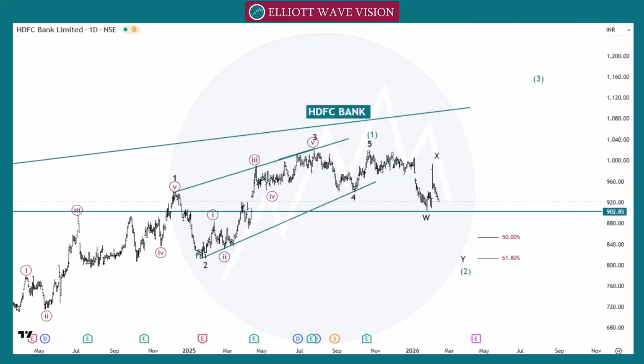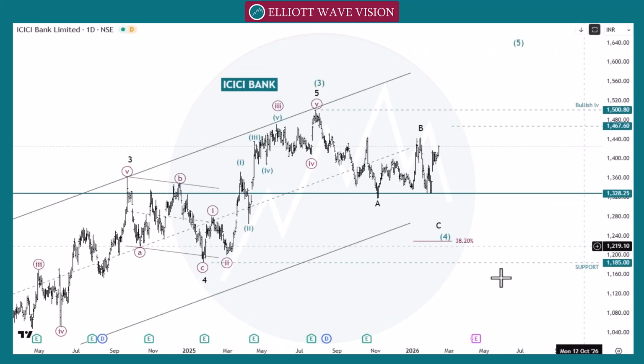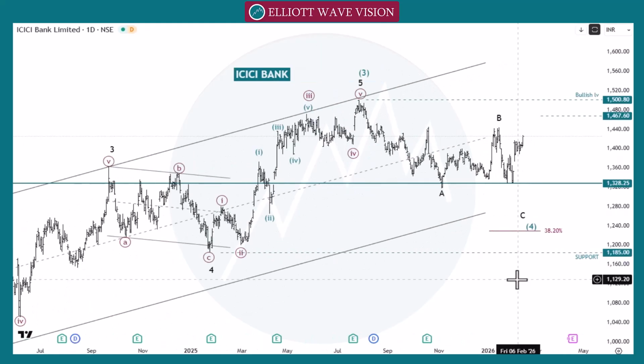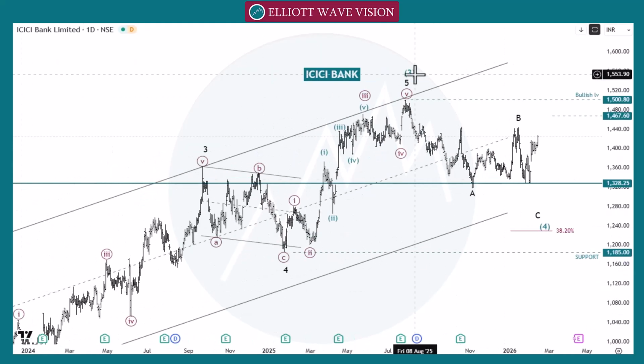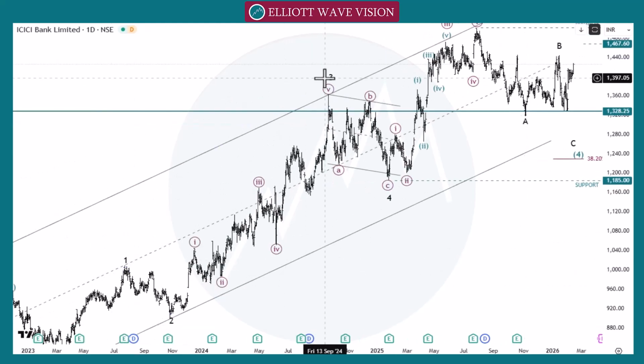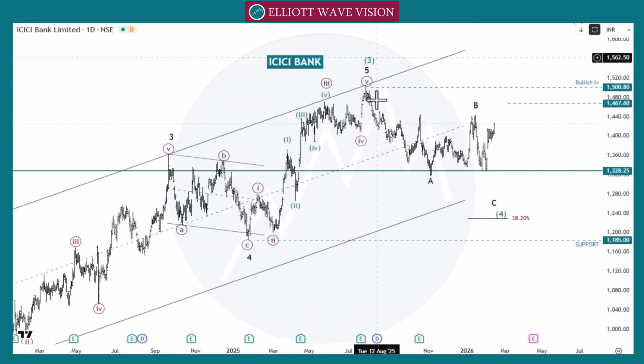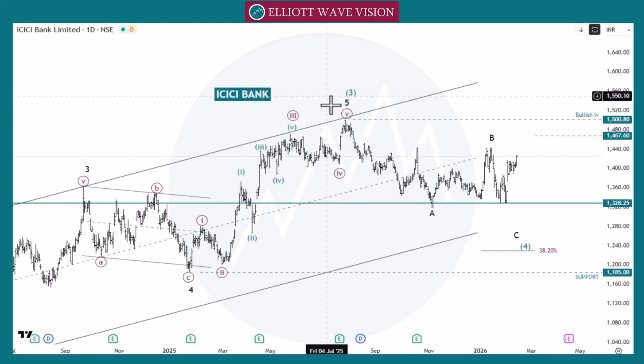So let's check our next pair, ICICI Bank. Market gives us this move as a green wave 3, like black wave 1, black wave 2, black wave 3, black wave 4 and then black wave 5 of this green wave 3. After this green wave 3, we are looking for this correction towards the 38.20% of fib retracement zone as a wave A, wave B. Now we are looking for the wave C.